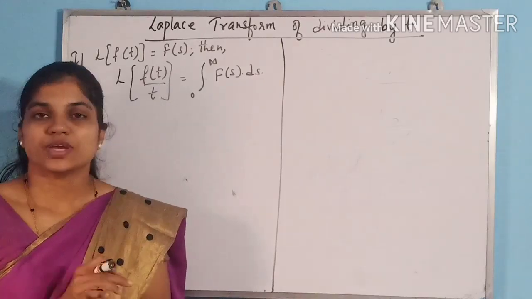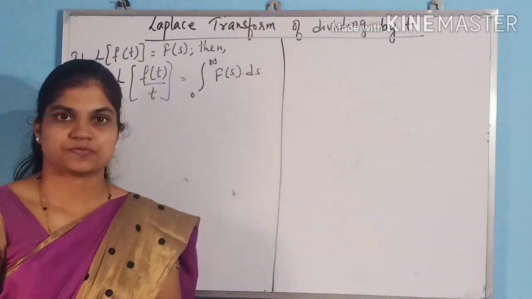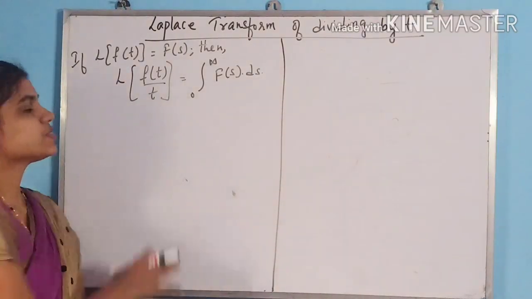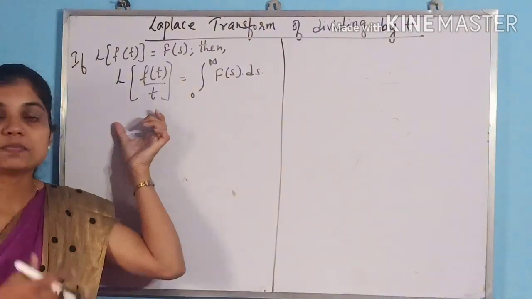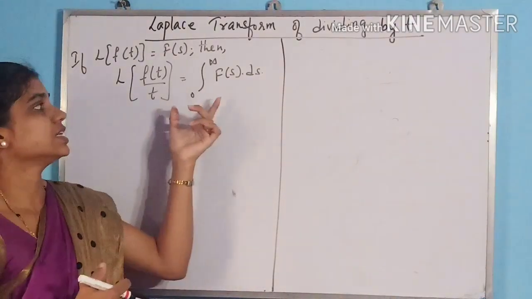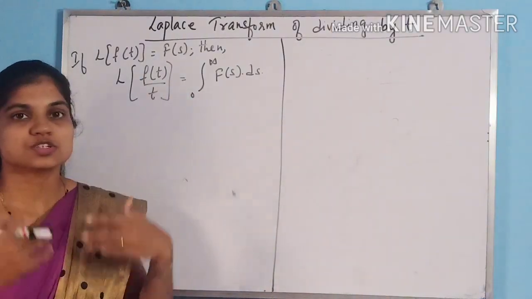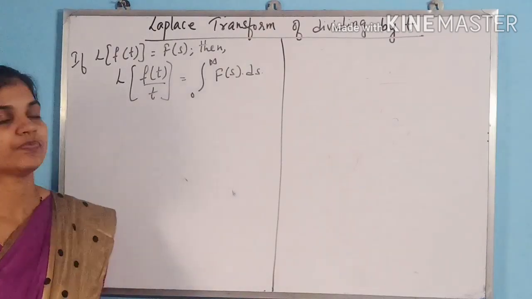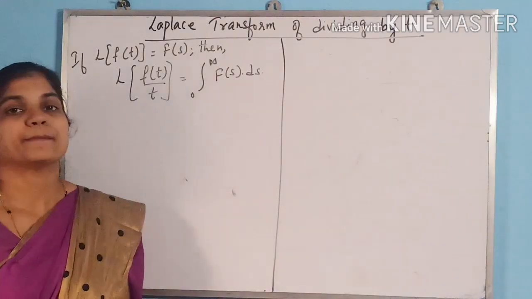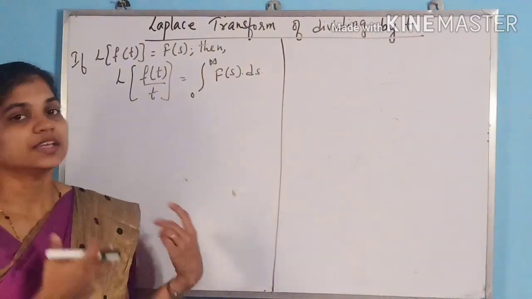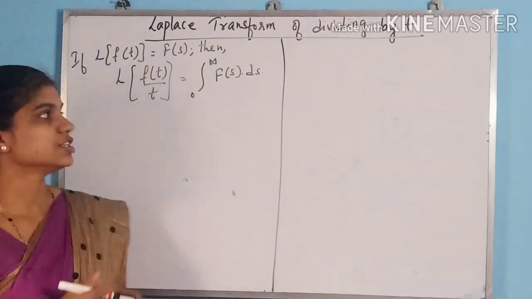In the next part, we are going to find out the Laplace transform of dividing by t. So if Laplace transform of f of t is equal to f of s, then we are saying that Laplace transform of f of t by t is equal to integration 0 to infinity f of s ds. This is going to be the opposite of what we studied just now. There we started the proof by differentiating, and here we are starting the proof by integrating. Alright, so let's begin.